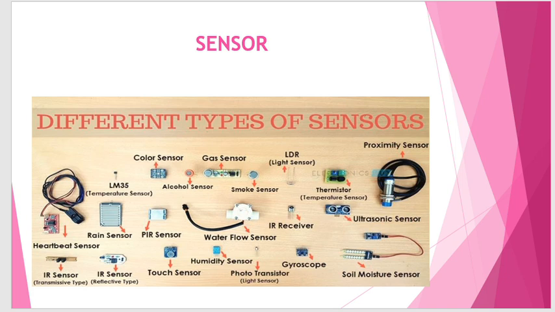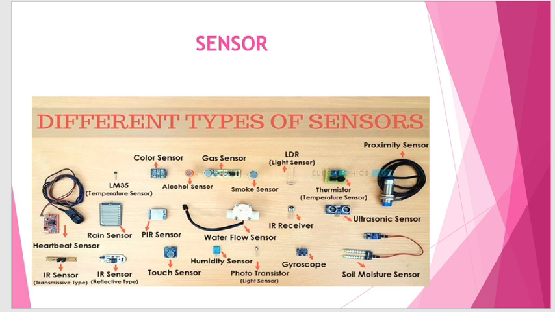Similarly, you can see the soil moisture sensor. With respect to change in soil moisture, you will be getting an electrical quantity, either voltage or current. A humidity sensor is also available here. With respect to changes in humidity, you will be able to get the particular reading.